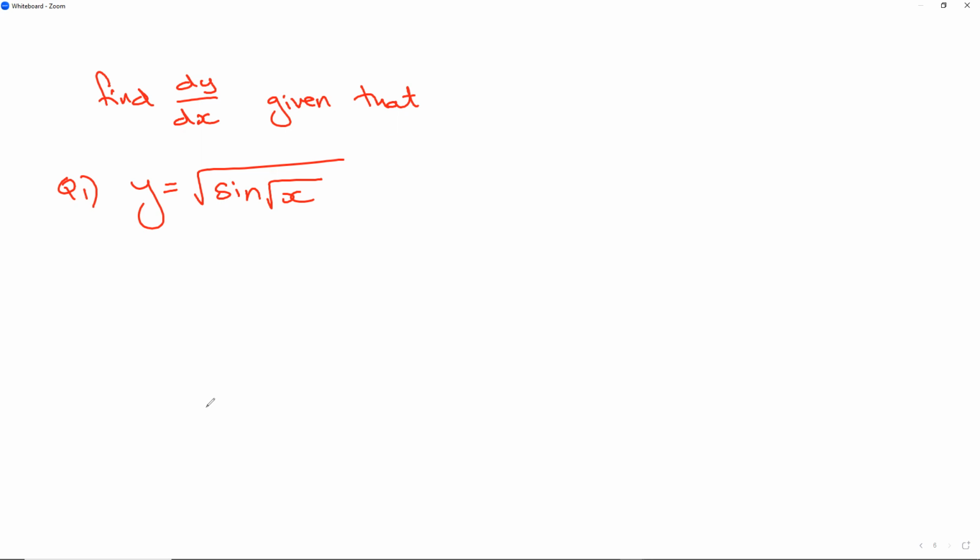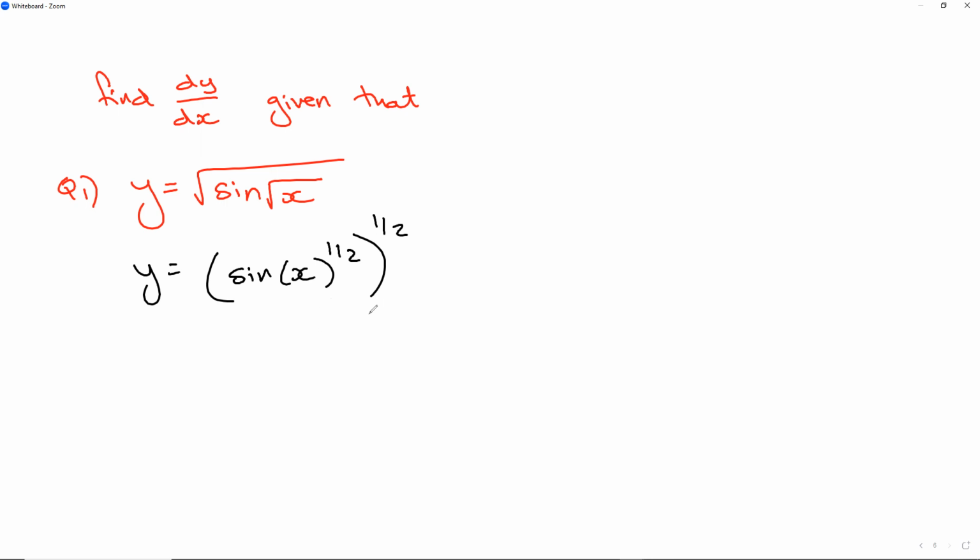If I want to find the derivative of this function, I need to remember that the square root also means to the power of half. So this is going to be equal to sine of x to the power of half, and the whole thing is actually raised to the power of half. I cannot multiply those two powers. This power actually belongs to that x only. It does not belong to the sine, but this one belongs to the sine.